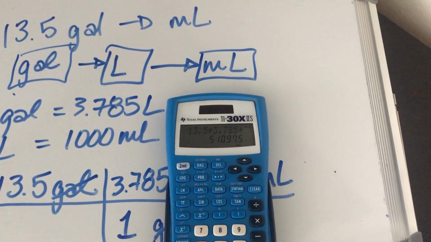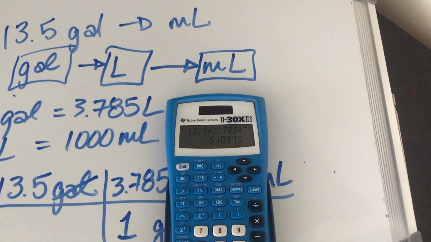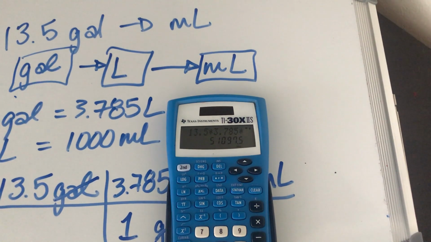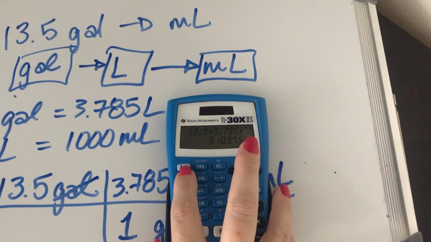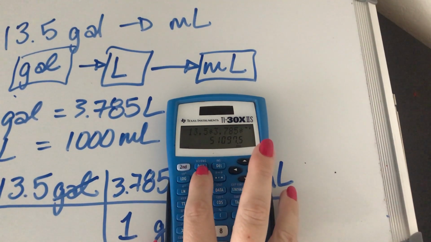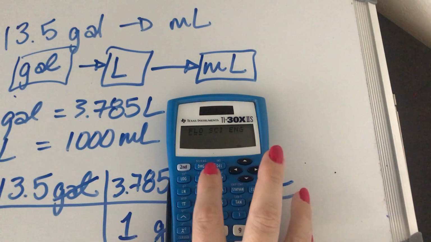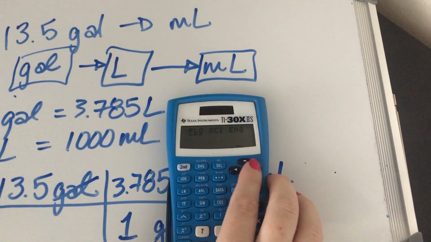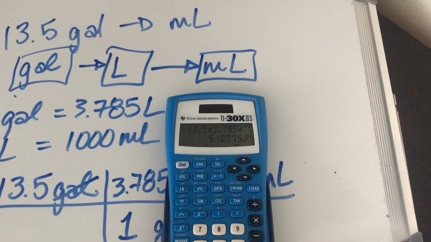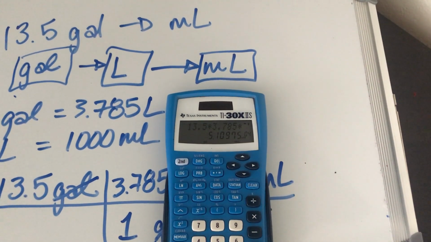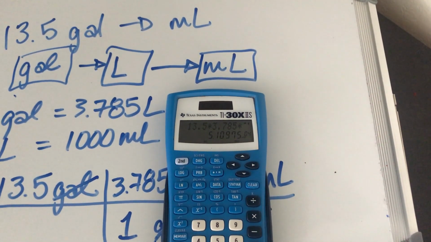And so that gives me this gigantic number, which is really hard to look at. So I'd much rather have that in scientific notation. So if I go here to second, go to Sci-Eng, it has me in flow right now. I want to click it over to Sci, press enter, and now it gives me the number in scientific notation, which is much easier to look at. I think, hopefully.